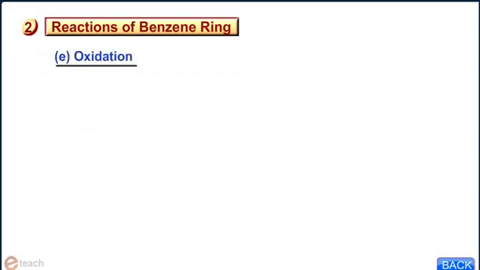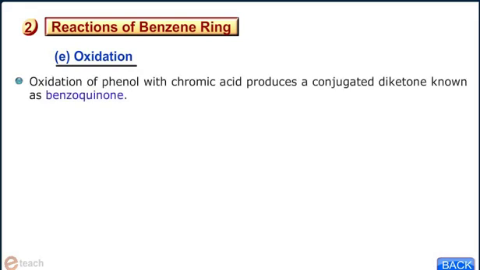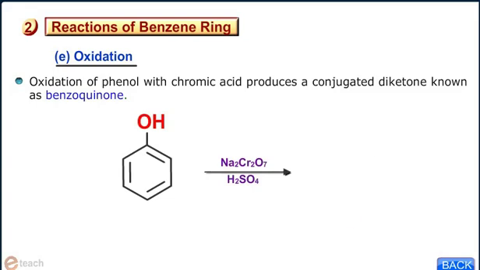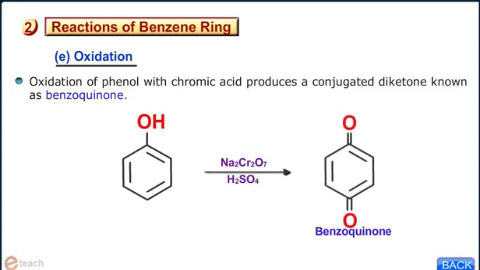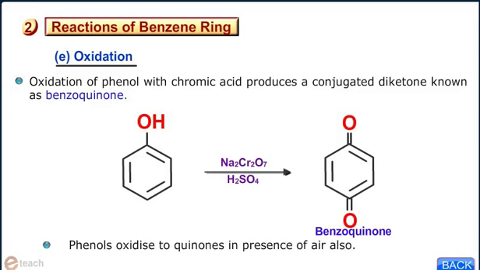The fifth reaction is oxidation. Oxidation of phenol with chromic acid produces a conjugate diketone known as benzoquinone. Consider the reaction C6H5OH in presence of Na2Cr2O7 and H2SO4 gives benzoquinone. Phenols oxidize to quinones in presence of air also.